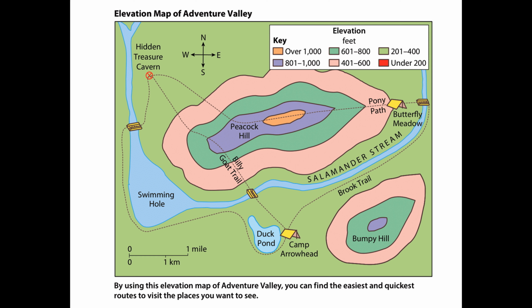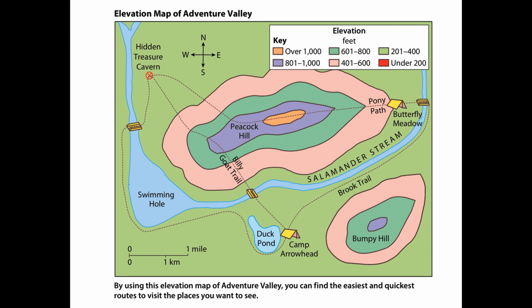On the map, the area around Butterfly Meadow is shown in green. Look at the elevation. Green is land that is between 201 and 400 feet high. Pony Path goes up Peacock Hill. It climbs from green to pink and then to dark green. Next, it crosses into purple and orange. Hidden Treasure Cavern is shown in the green area. This tells you that you will first climb from Butterfly Meadow all the way to the top of Peacock Hill. Since the top is colored orange, you know the elevation will be over 1,000 feet.